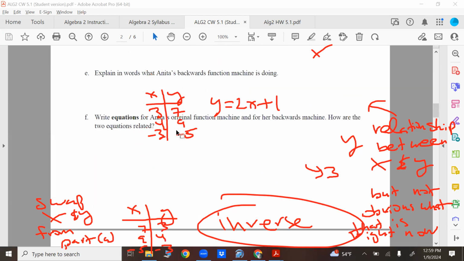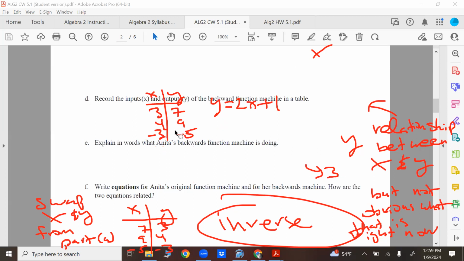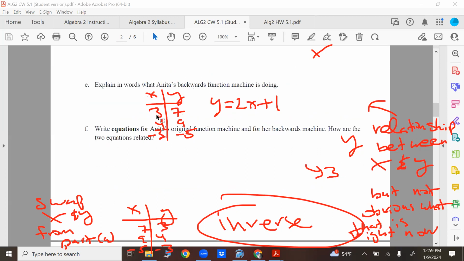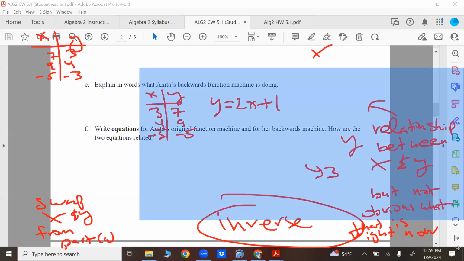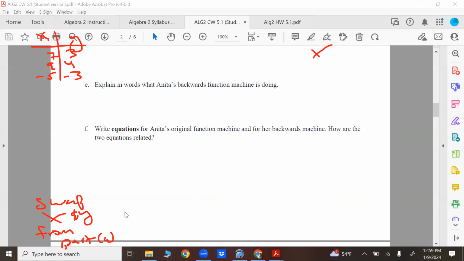So explain in other words what the machine is doing. Okay, so let me, let's do this here. Let me grab that guy, and let's erase the other ones. Here we go. Okay, so explain in other words what her backwards machine function is doing.